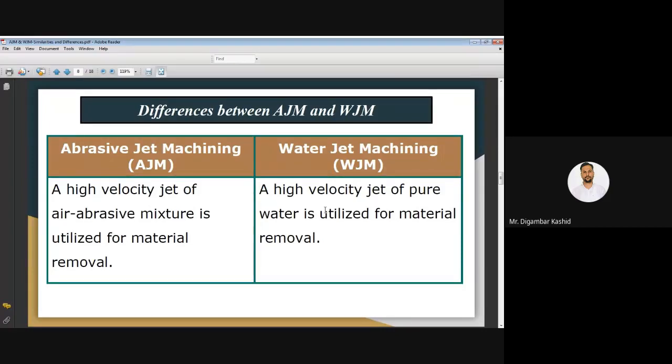So the first point is that in abrasive jet machining, high pressure air is the carrier gas, and mixing happens in the mixing chamber by taking the abrasive from the abrasive feeder. A high velocity jet of air-abrasive mixture is utilized for material removal. In water jet machining, a high velocity jet of pure water is utilized for material removal. That means in both cases, as I mentioned earlier, kinetic energy is used to remove the material.